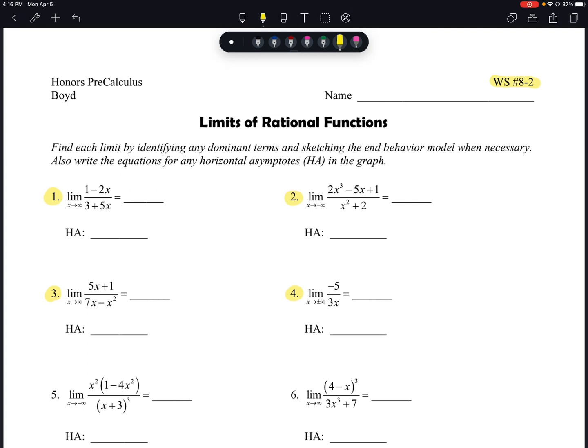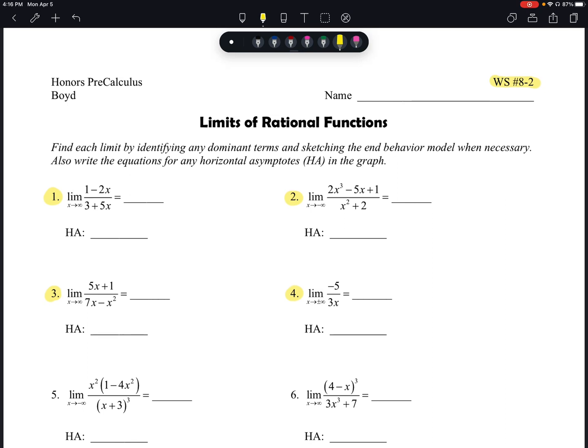The directions state, find each limit by identifying any dominant terms and sketching the end behavior model when necessary. Also, write the equations for any horizontal asymptotes in the graph.